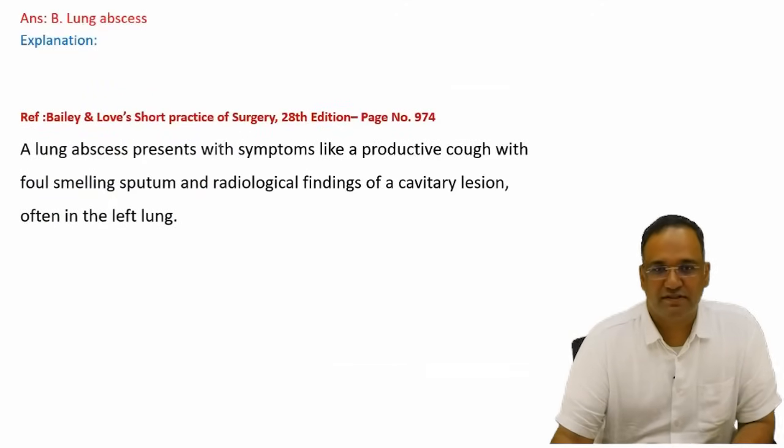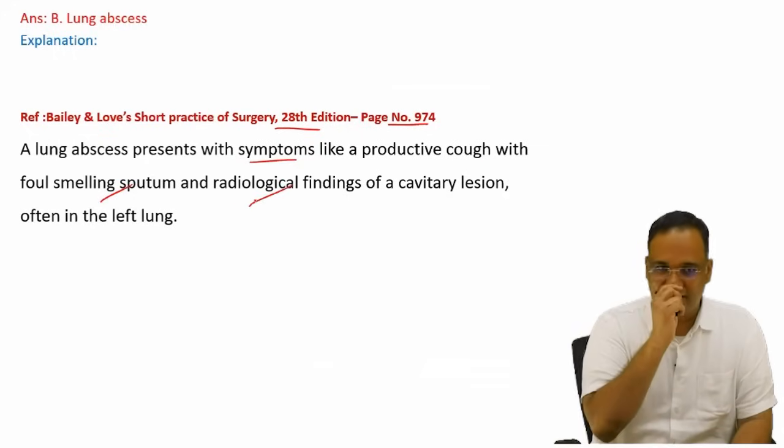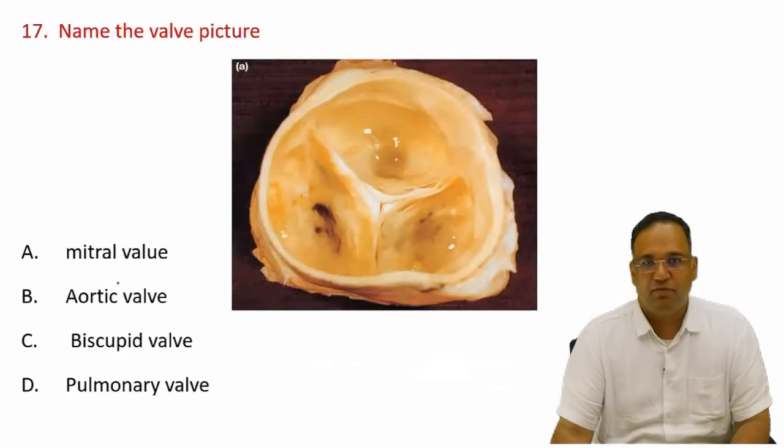So, lung abscess, 20th edition of Bailey, page number 974. The lung abscess presents with symptoms like productive cough with foul smelling sputum and radiological finding of a cavitated lesion, often in the left lung. Okay, name of the valve in the picture.